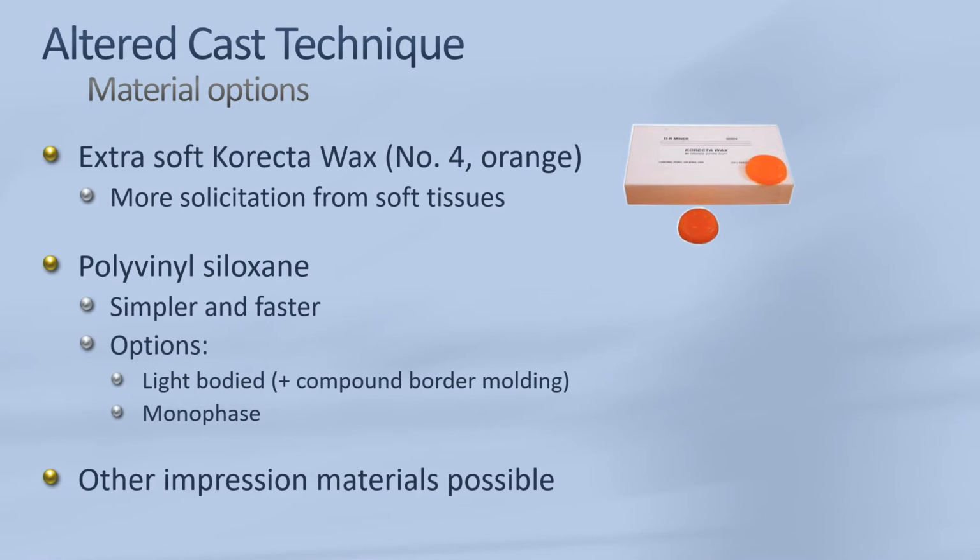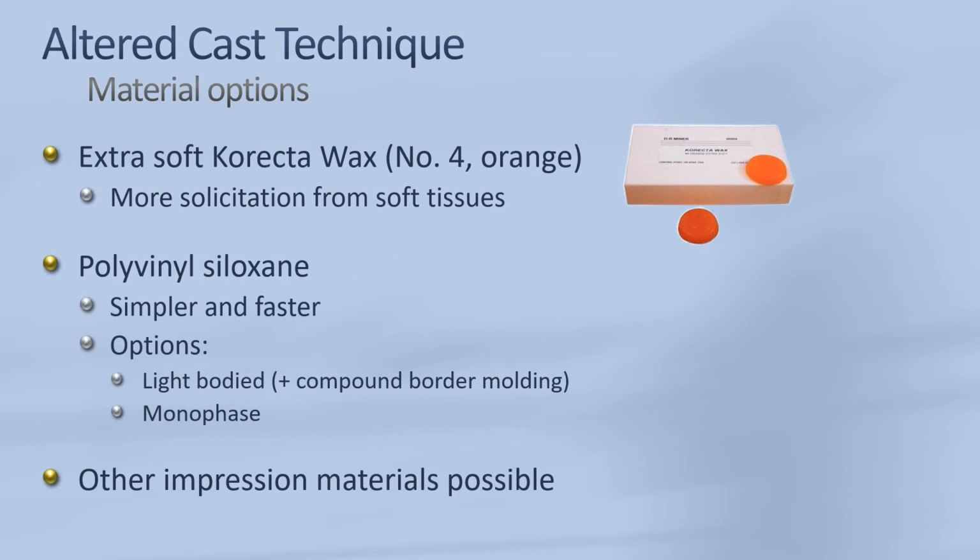The material that we're using at Dalhousie is polyvinyl siloxane. It's much simpler and faster to take the impression. We have different options for viscosity. We could use a light body viscosity. However, remember that if your goal is to solicit the ridge, this material might not be stiff enough to do so. Using a material a little bit more viscous, such as monophase medium body material, may be a better option than using light body material.